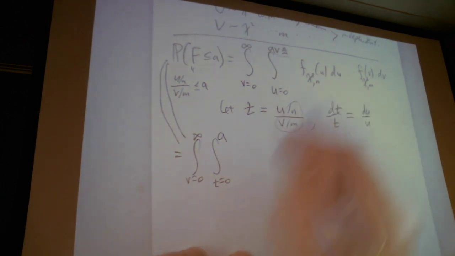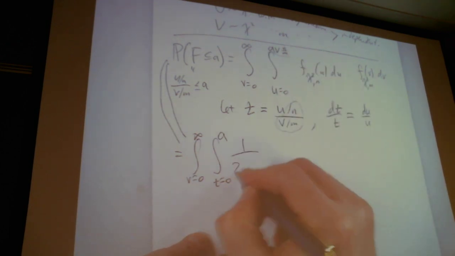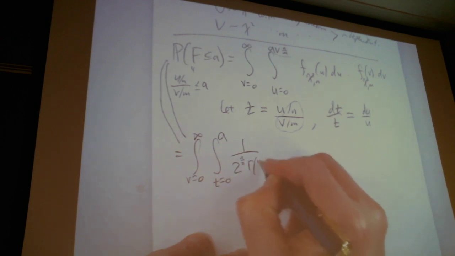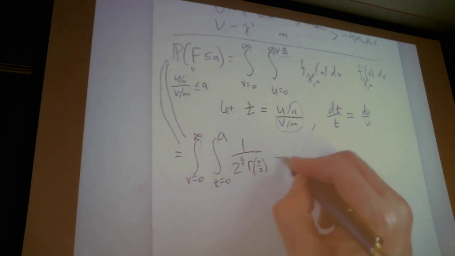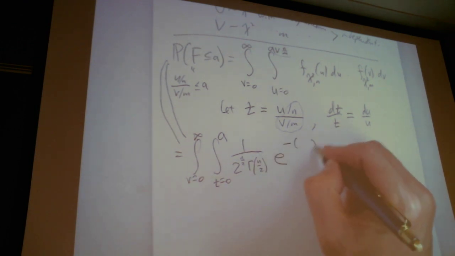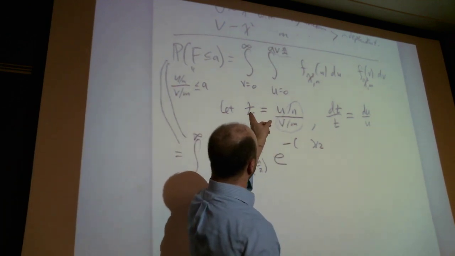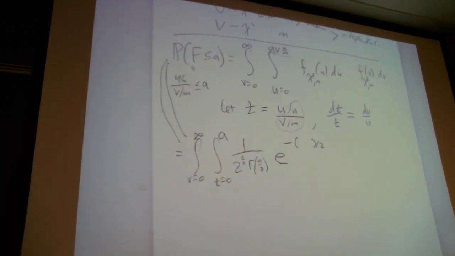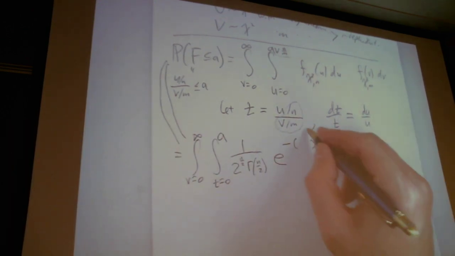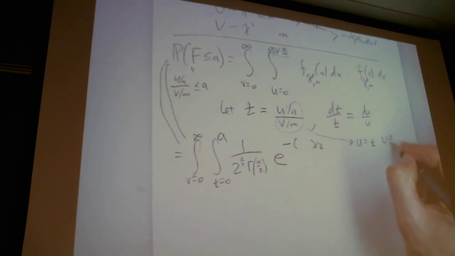Okay? There's an f. What is f of chi squared over n? It's 1 over 2 to the n over 2 gamma of n over 2. Those are just the constants. There's an e to the minus u over 2. But it's not u anymore. It's t times v times n over m. Let's just solve for u here. U is equal to t times v times n over m.